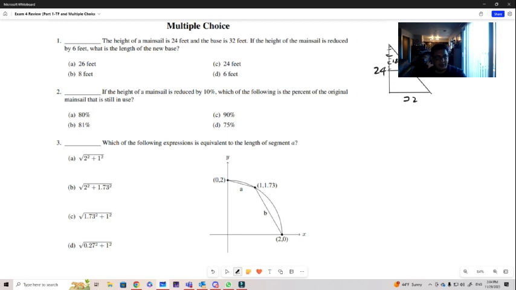I can say x over 32 is the same as 18 over 24. And so there is a way to find out how much x really is, and we're going to find out that it is 24. When you multiply 32 by 18 and divide by 24, you actually get 24. Okay, so this is going to be answer C.